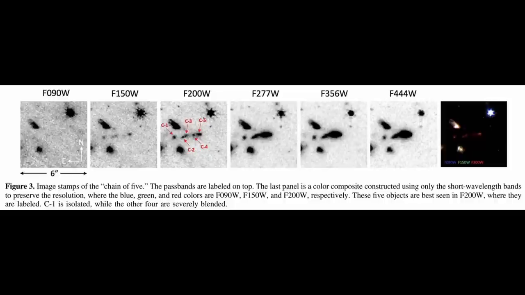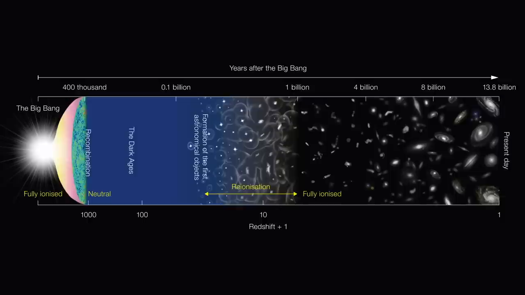They identified 86 galaxies that are at extreme high redshifts. Some of these, based on their redshift data, date back to around 13.6 billion years. These would therefore be some of the earliest galaxies that have ever been discovered. This would mean that they formed just 200 million years after the Big Bang.